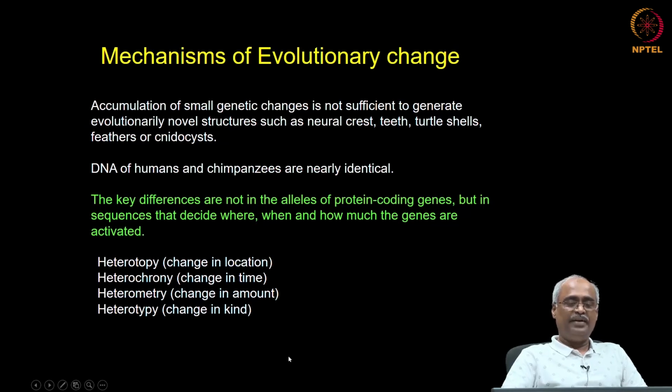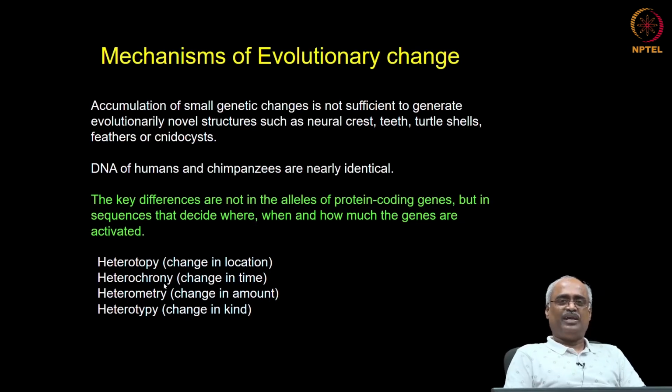And how do you make these changes? They are classified into 4 groups: heterotopy, heterochrony, heterometry and heterotypy. So, all of them will become abundantly clearer when we look at individual examples. Heterotopy means different location. For example, if a particular gene has been expressed in one particular location so far in the course of evolution, and now the gene is expressed in a different part of the embryo, leading to a new structure developing, that you call heterotopy.